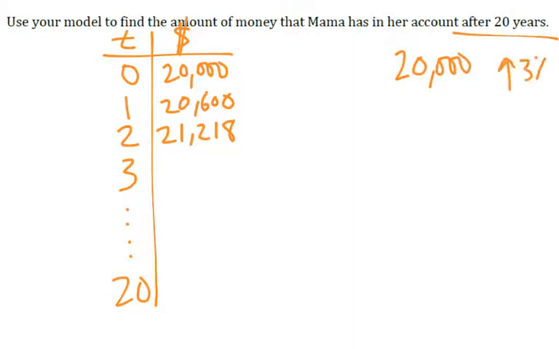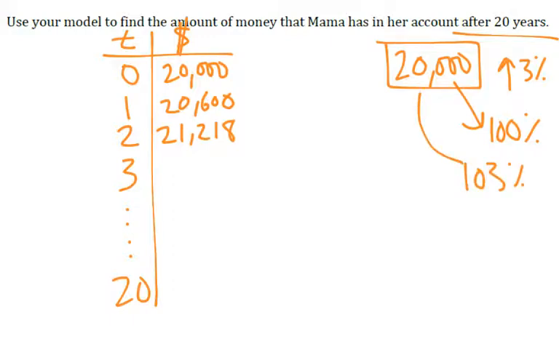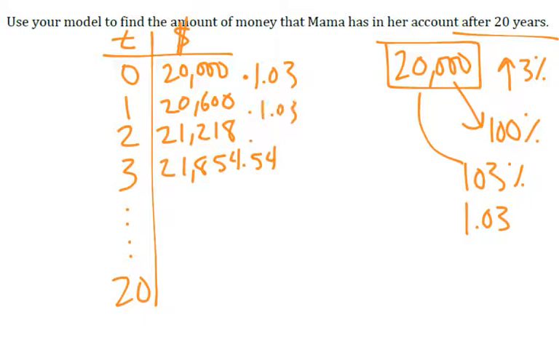So think about it this way. We're increasing this by 3%. We're taking this full amount, which percentage-wise is 100%, and we're increasing it by 3%. So really, we're taking that amount and increasing it to 103%. So really, we should be timesing by 1.03. If we times by 1.03 and check that, that gets us our next number. And now we can use that to keep going. So we get 21,218, then 21,854.54, and we could keep doing that.